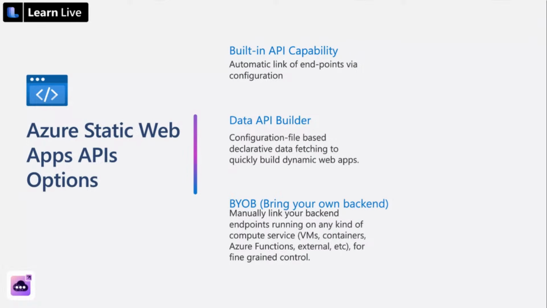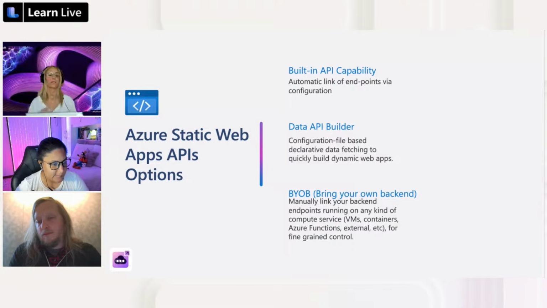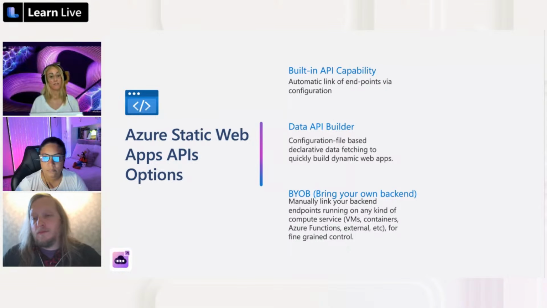We can use their recently released Data API Builder that allows us to declaratively configure endpoints, schemas, and permissions, to quickly build APIs and dynamic applications at scale. That would be the second option. Or the third option, like in our case, we can use the bring your own backend capability to manually link endpoints to the static application. This allows us to have more fine-grained control and a broader range of integrations, including, for example, API Management and private VNets. So how do we create those manual links?